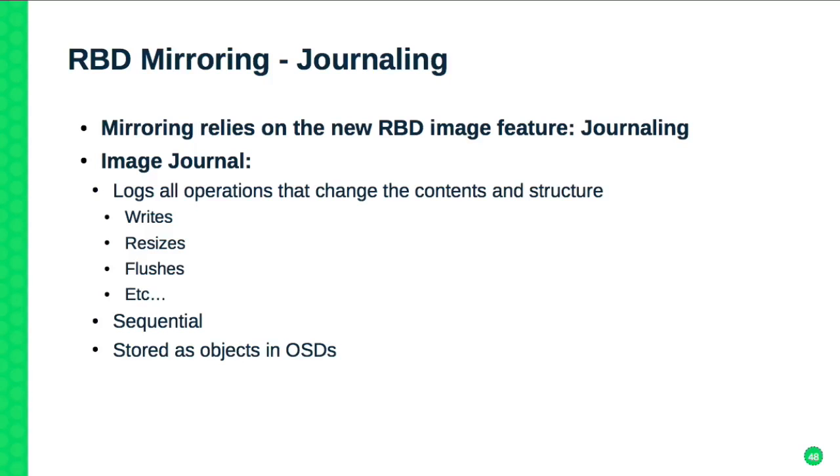For RBD mirroring to work, we need to implement a new image feature called journaling, which has a journal for each RBD image. A journal is just a sequential log of all operations that are issued to an image. So we log all operations that modify the state of the image: writes, resizes, flushes, and other operations. This is a sequential log, and this journal is also stored as objects in the Ceph cluster.